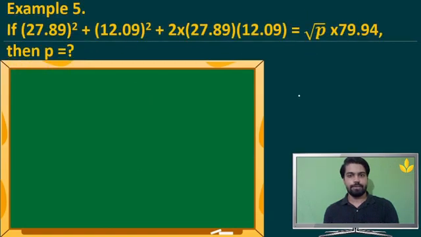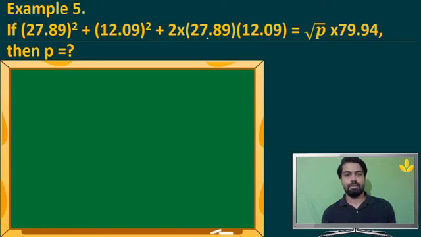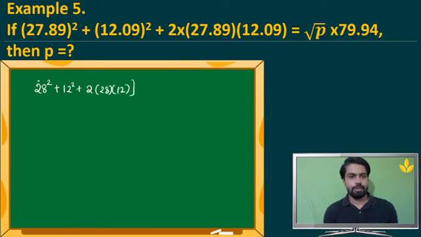Next example, we have a number here: 27.89 whole square plus 12.09 whole square plus 2 into 27.89 into 12.09 is equal to root p into 79.94. First let us approximately take 27.89 whole square as 28 square, plus 12 square, plus 2 into 28 into 12. Okay, so this is equal to root p into 79.94, which can be taken as 80. I need to find the value of p. But before that, we can observe this.